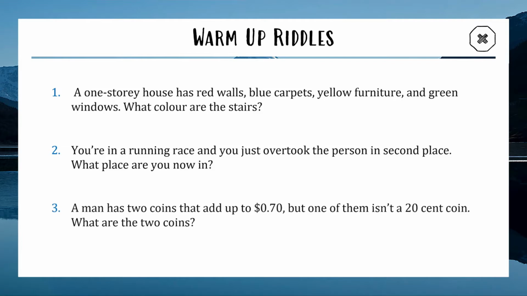And the last one, a man has two coins that add up to 70 cents, but one of them isn't a 20-cent coin. What are the two coins? And we're assuming that they are both Australian coins. If you think you know the answer to any of these riddles, let me hear them in the comments down below.